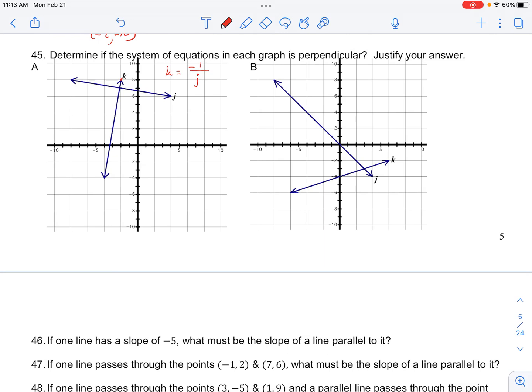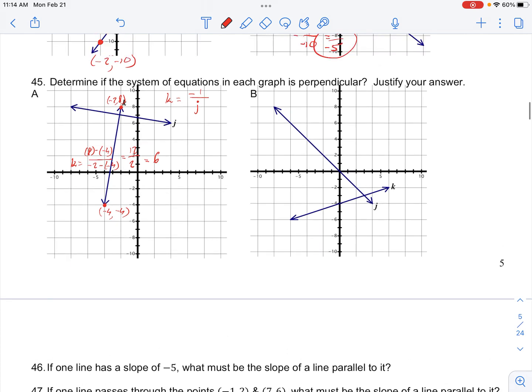Finding the slope of k first. So we have a slope given by these 2 points. This point is at -2, 8. This point is at -4, -4. So my slope at k is 8 minus -4 over -2 minus -4. This gives me 12 over -2 plus 4, which is 2. So this will be 6.